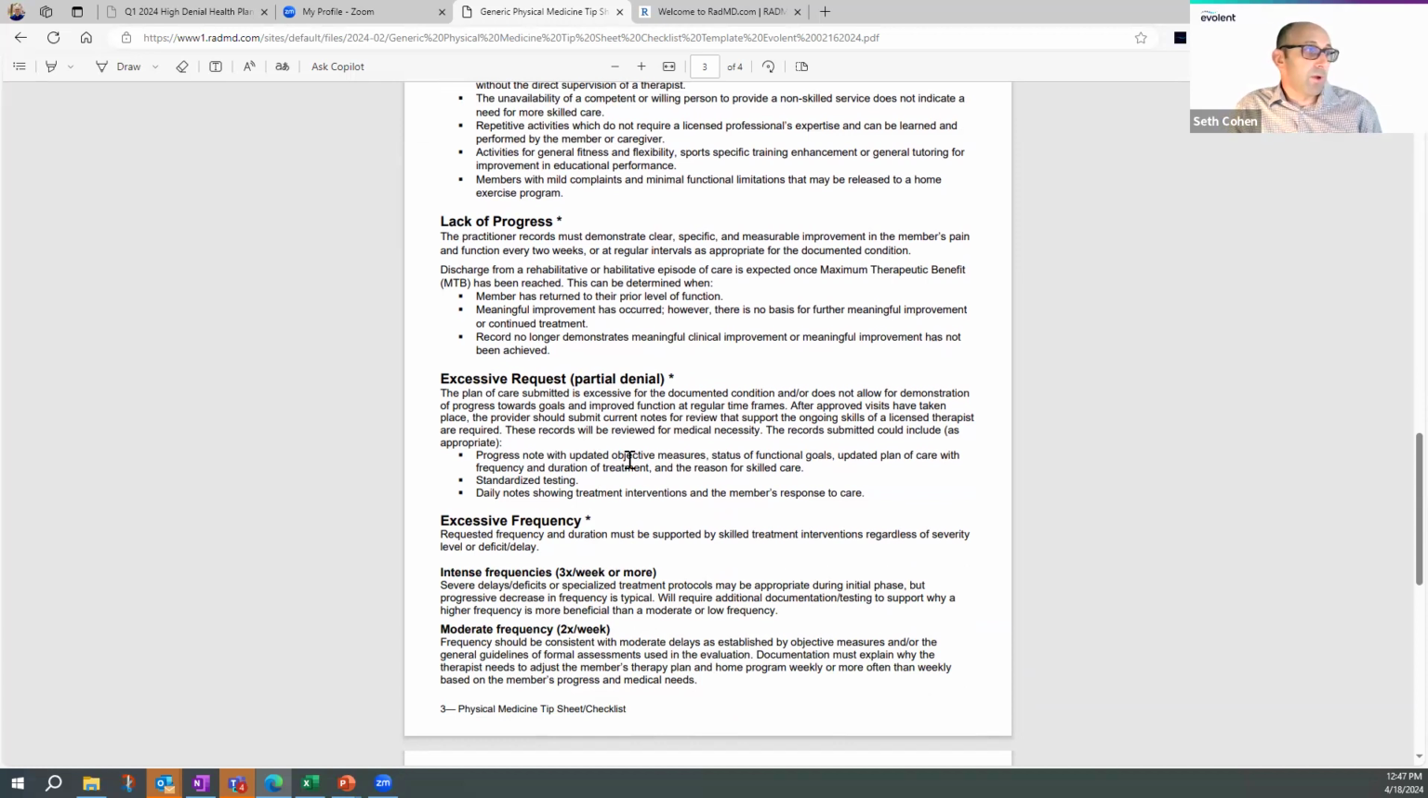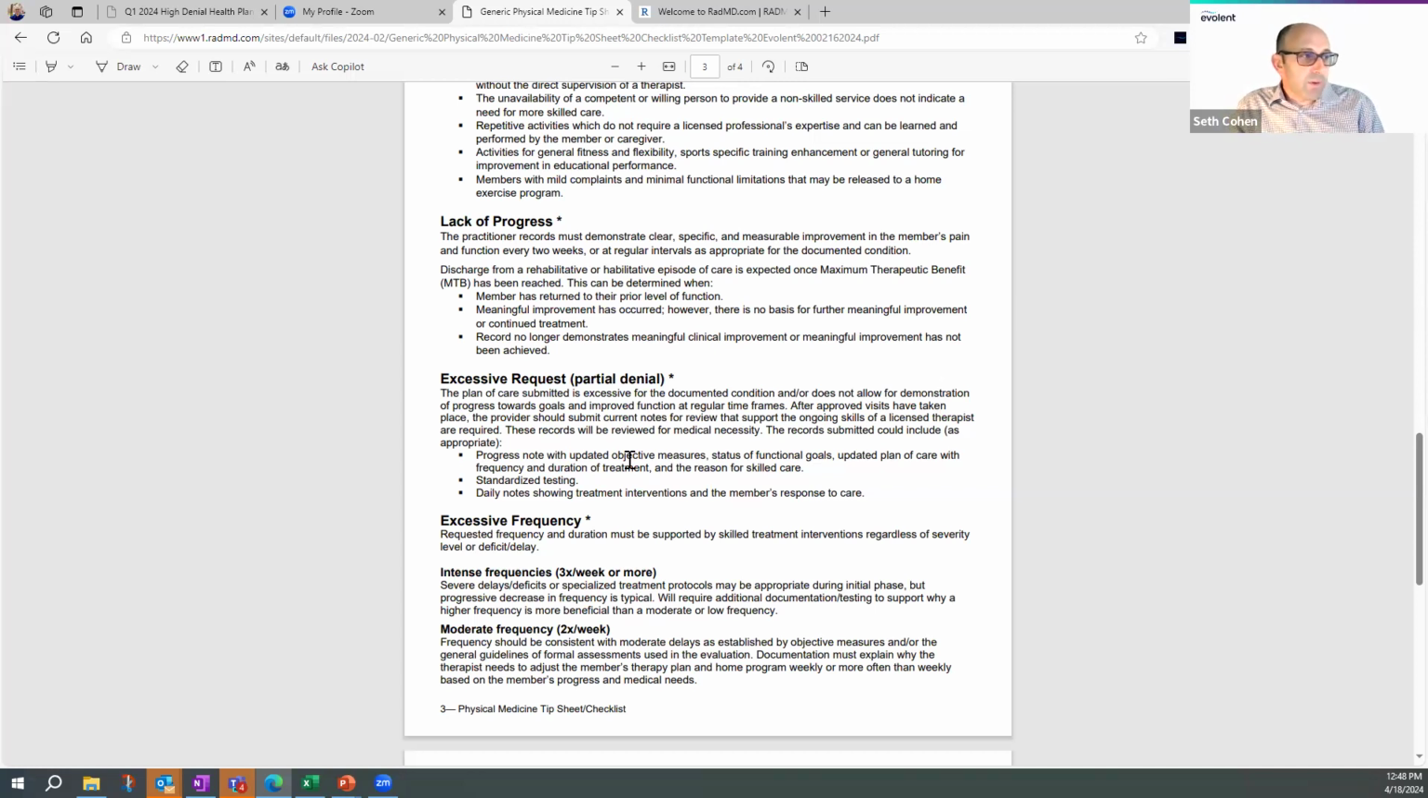They'll ask for a crazy number of visits, but then when you look at the notes, the patient is at or near their baseline level. When you look at their objective tests and measures, they're scoring in an area that's considered a normal level, but there's no explanation as to why that number of visits is needed.